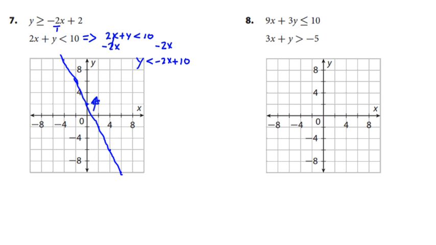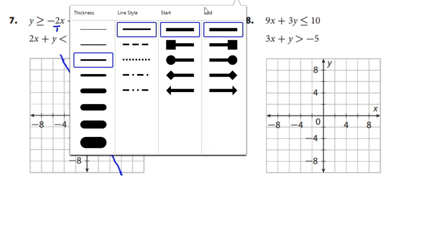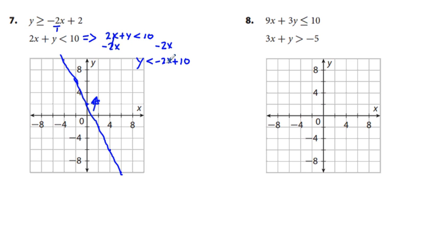And next, I'm going to get our red line, but also it's not equal to, so I'm going to make this a red dashed line. Less than -2x plus 10, right up here. Down 2 over 1, down 2 over 1. So it's going to be this thing right here.